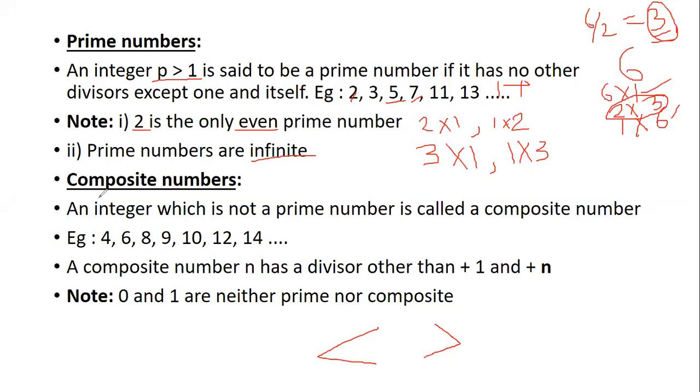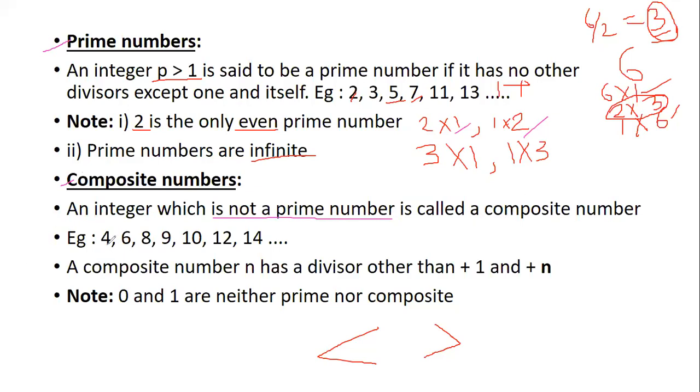Now let's go to the next type of number, that is the composite number. Okay, now what is a composite number? Let's understand. An integer which is not a prime number is called a composite number. Now, a prime number, I told you, is divisible only by 1 or the number itself, right? Apart from prime numbers, the other numbers are called composite numbers. So if it is not a prime number, it is called a composite number.